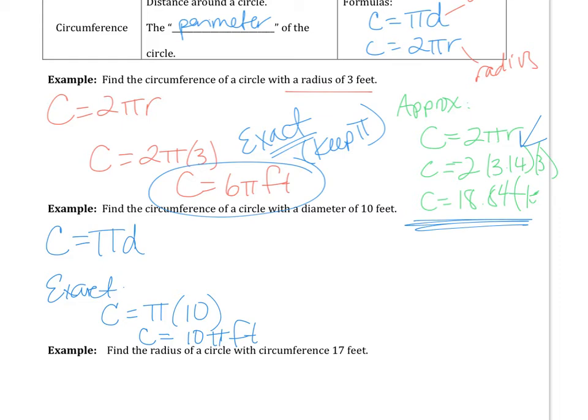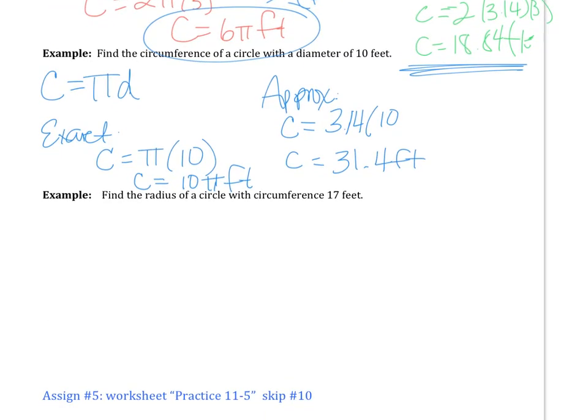My approximate, again, we're going to use that 3.14, so circumference equals pi, so I'm going to put this in as 3.14 times 10, so circumference in that approximate equals 31.4 feet. Alright, so again, exact with that pi, approximate without the pi symbol, actually using that 3.14.